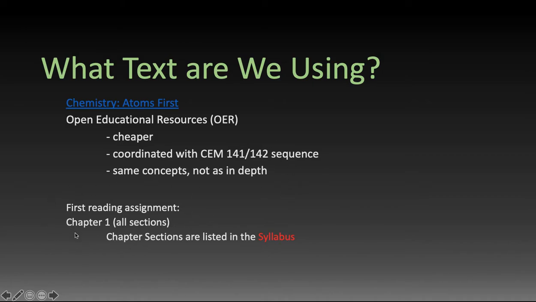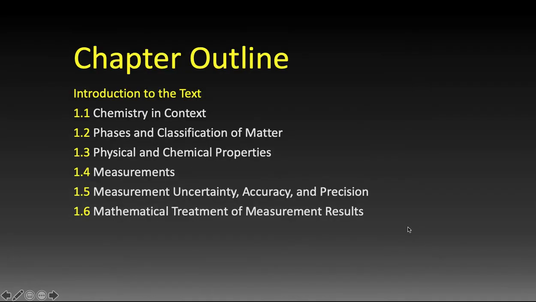Obviously, the first reading assignment is chapter 1, all sections of chapter 1. All the sections that you will need to read are listed in the syllabus. If you print out the syllabus, which I highly recommend, there's a kind of schedule for the lecture and lab. It's a tentative schedule because it sometimes changes, but it's a schedule that we're going to try to adhere to for the class. So print it out, and all the chapter sections that you need to read are listed in there. That will be very helpful for you.